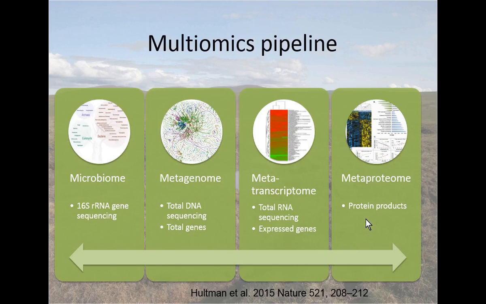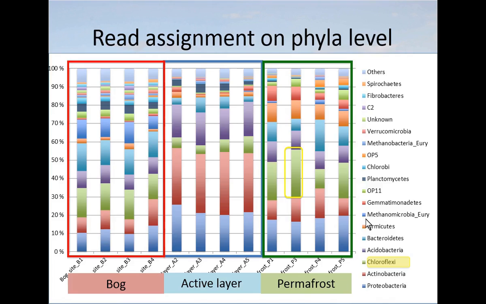I was using several different omics. So at first I did the microbiome, so just analyzed the 16S rRNA from the samples. And what I just want to point out in here is that the 3 different layers I studied, the bog, active layer, and permafrost, were really different in their species composition. So this is now on a phyla level, but you can see that in bog there were those methanobacteria and methanogens as well. In active layer there was mostly actinobacteria and proteobacteria. And in permafrost, the green bar in here, which is chloroflexi, really increased.